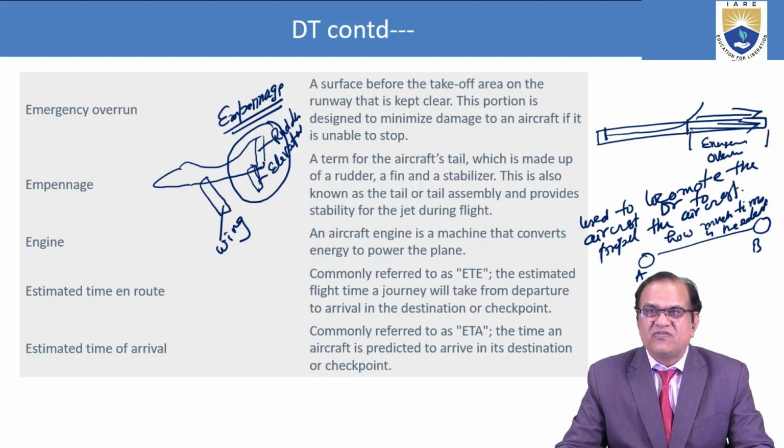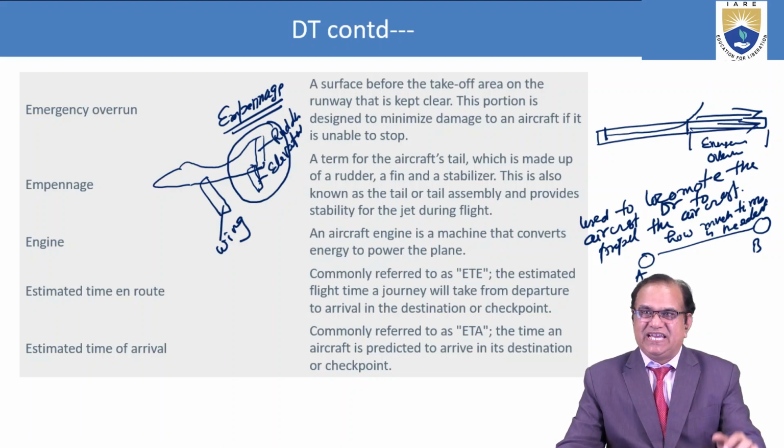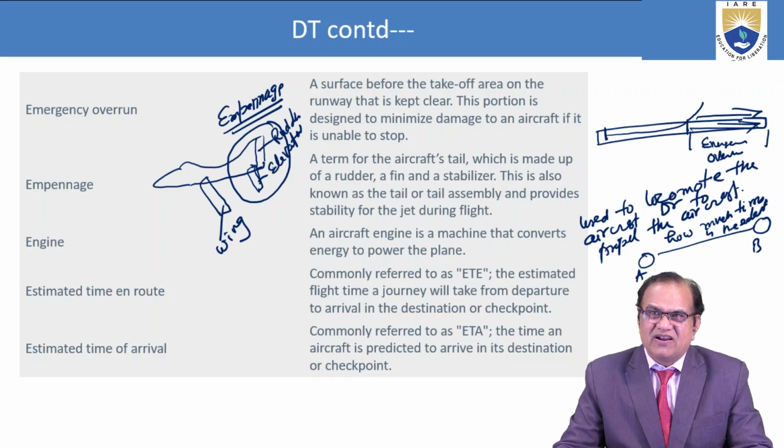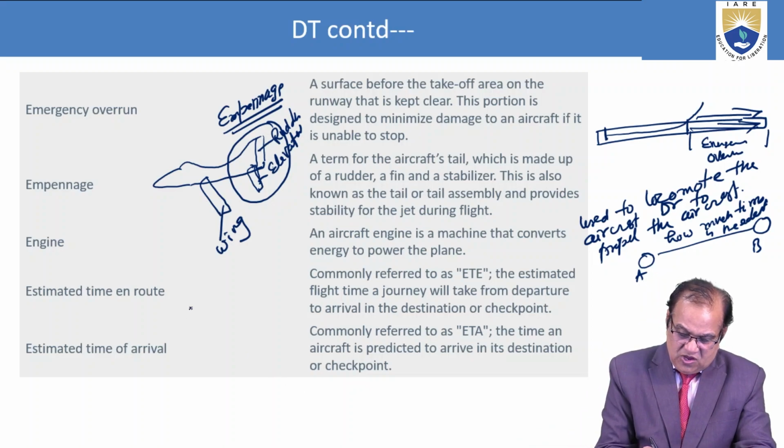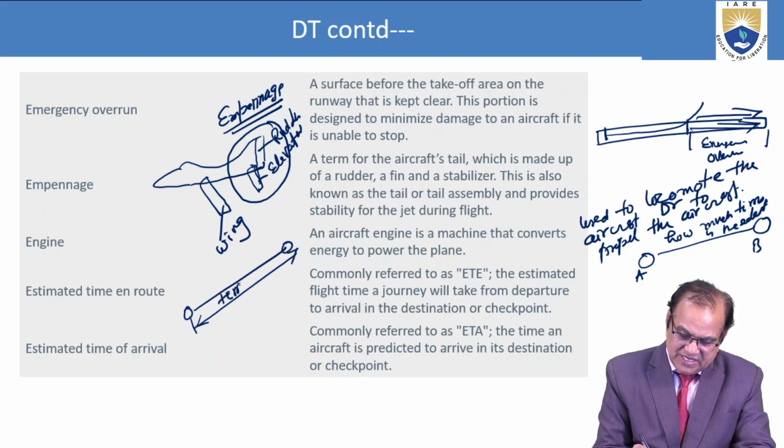Estimated time of arrival, ETA. Commonly referred to as ETA, it is the time an aircraft is predicted to arrive at its destination or the checkpoint. So from one point to the destination, how much time is required? This time is called ETA. From departure to arrival to the new destination.